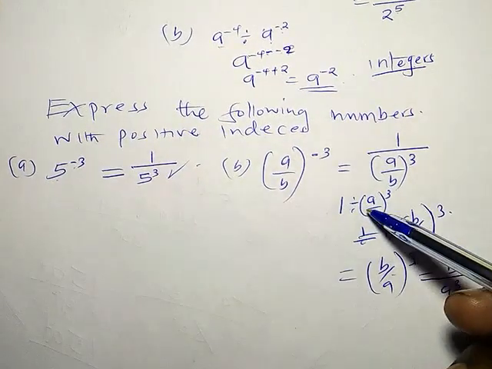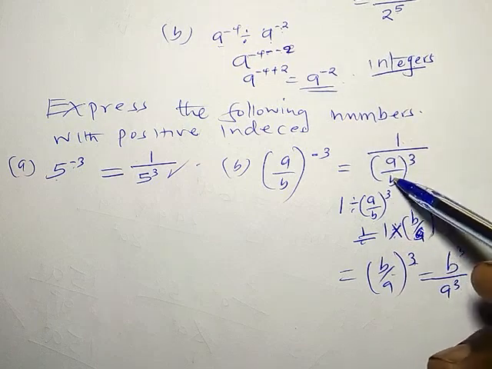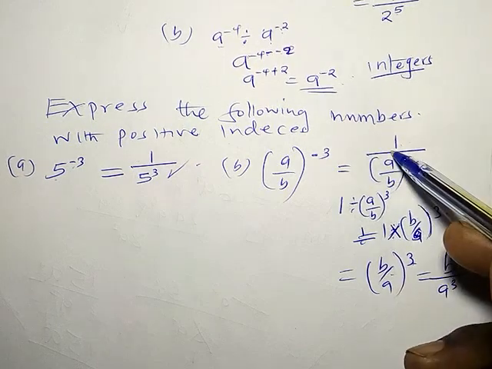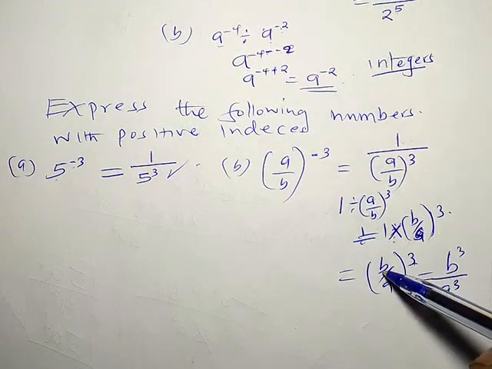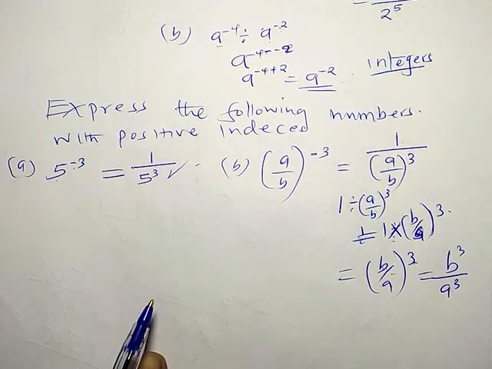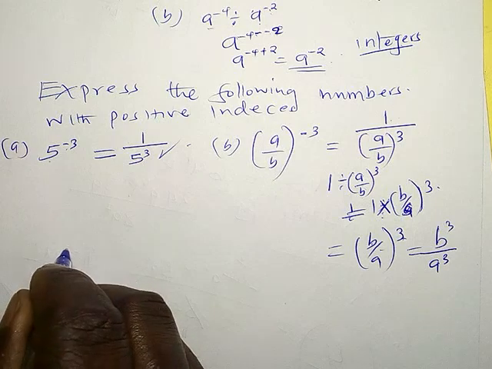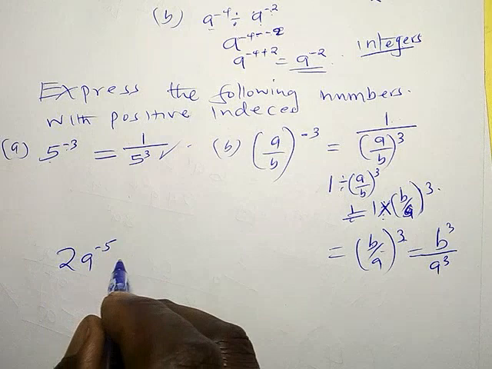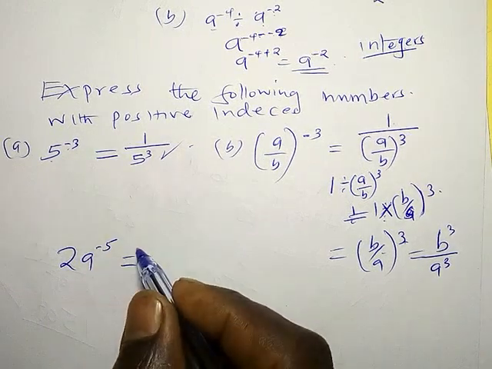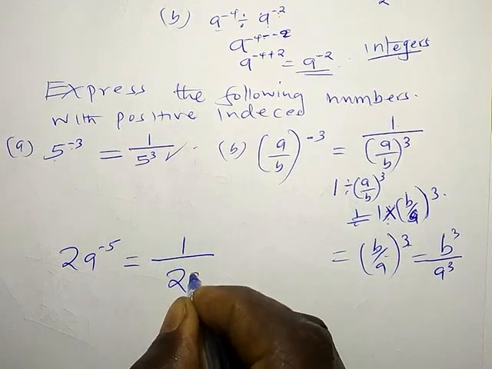What I have done here is what we learned in Form 1, the fractions, when you divide by a fraction. So this one divided by this fraction, the a comes down, the b comes up. That's why we have here a over b and here it is b over a. Form 1 fractions. Another number maybe I will give you is 2a raised to power negative 5. You write this number as a positive. So it is simple. This one simply means 1 over 2a raised to power 5.